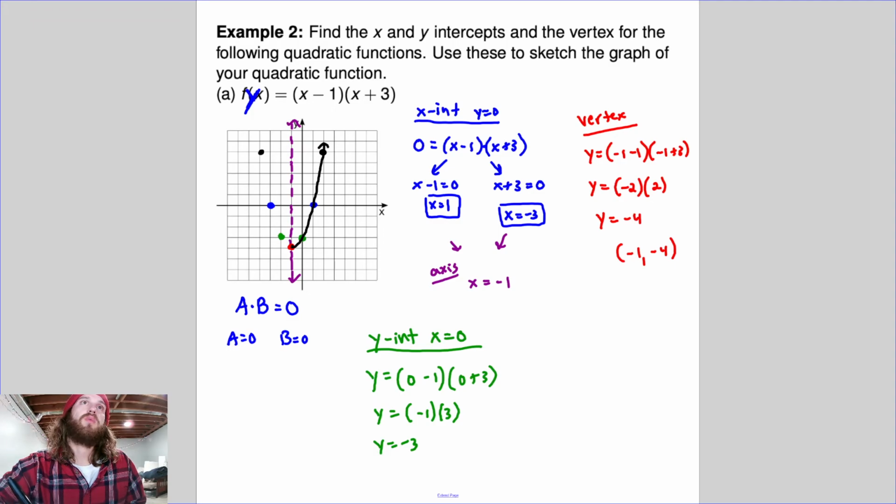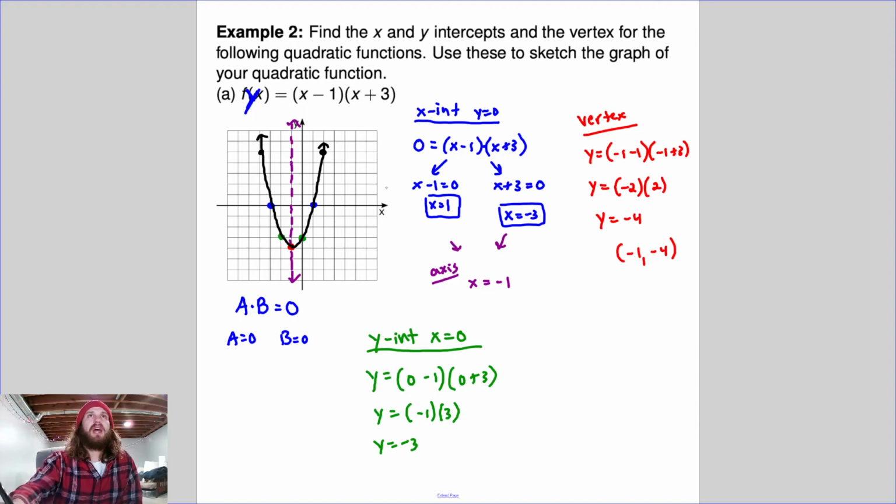So I started with the x-intercepts. I used that to find the axis of symmetry. And I used that to find the vertex. And then I used x equals 0 to find my y-intercept. And that's pretty exciting. Now, technically, you could stop at the vertex, but it's nice to find that y-intercept by the method that was taught.